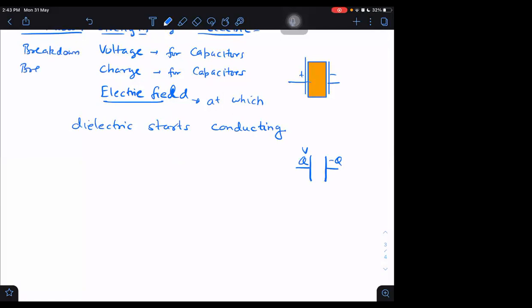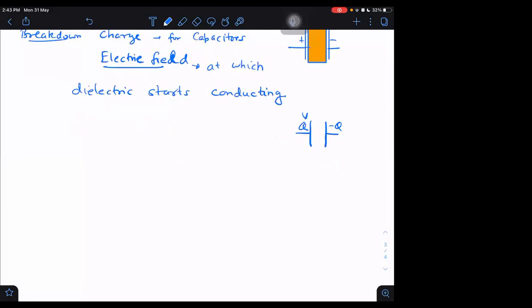Similarly, breakdown charge, the charge at which the capacitor starts conducting. Now I want to make some points here. If I have multiple capacitors in series, then what will be common? What will be the same thing in all of them? Charge, sir. Very nice. If I have all the capacitors in parallel, then what will be common in them? Potential. Voltage.